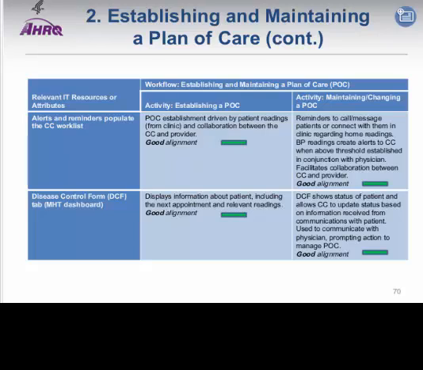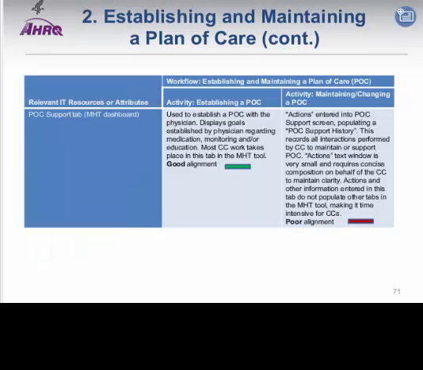Here, not surprisingly, the alignment between the health IT and the activities of establishing a plan of care and maintaining or changing a plan of care was pretty good. If we look at the next screen, we're looking at an example of the red, the poor alignment. This was around a specific complaint that some of the documentation had to be squeezed into a very small box, and it limited the ease with which the coordinators could enter data and review data. But it's not a hard thing to fix if you have some control over the design of the software.